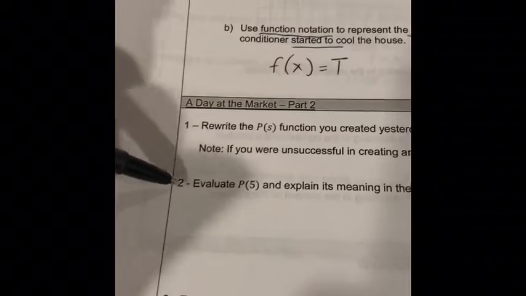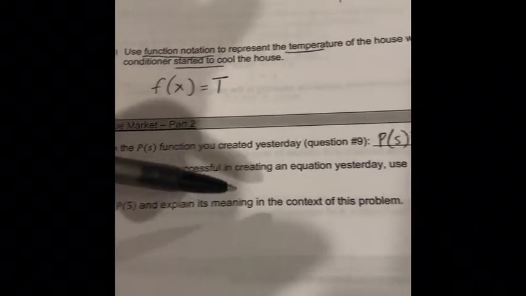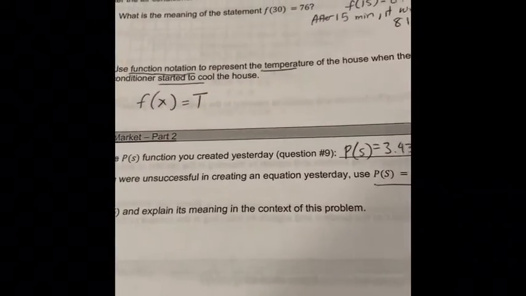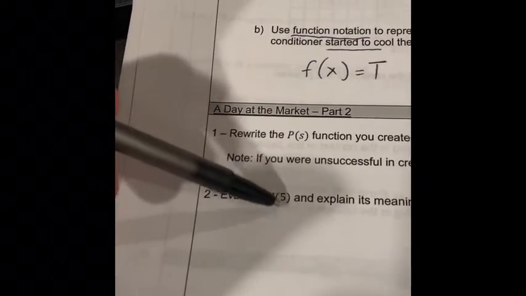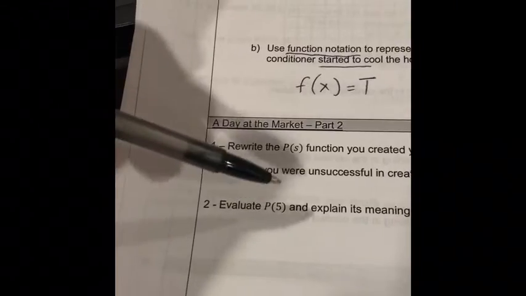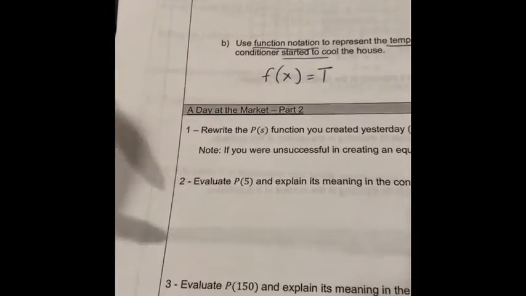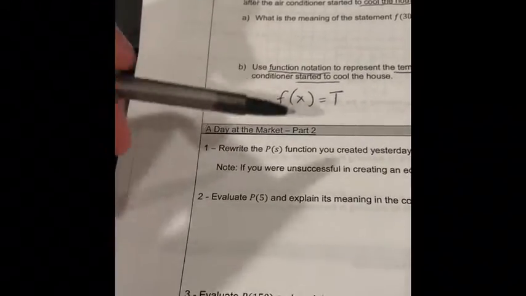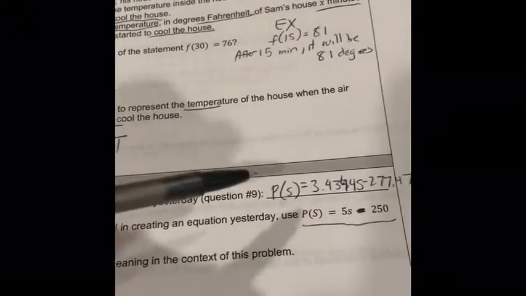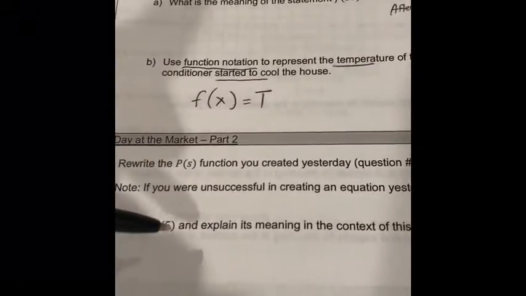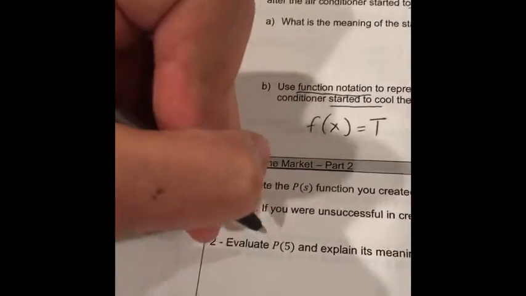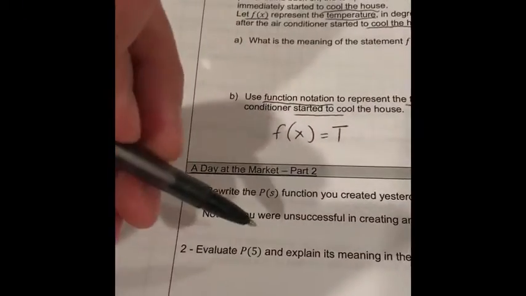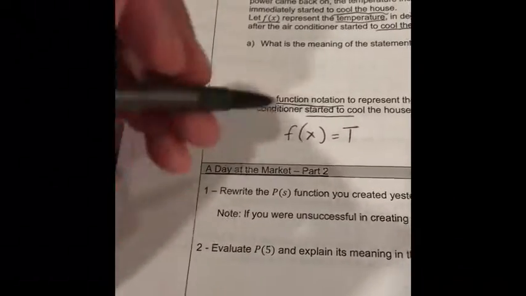All right. Evaluate P of 5 and explain its meaning in the context of this problem. All right, so I want you to think here. Here we have P of 5. This 5, what does this 5 mean? Is it input or output? So 5 is my input. So basically, I'm going to substitute or plug in 5 into my function and solve. And again, 5 here means servings. So it's not $5, it's not 5 dinosaurs, it's 5 servings.